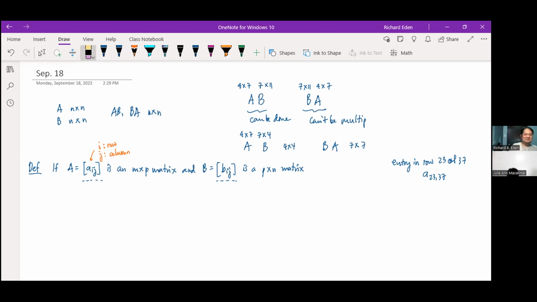Okay. So anyway, ano ang definition ng product?